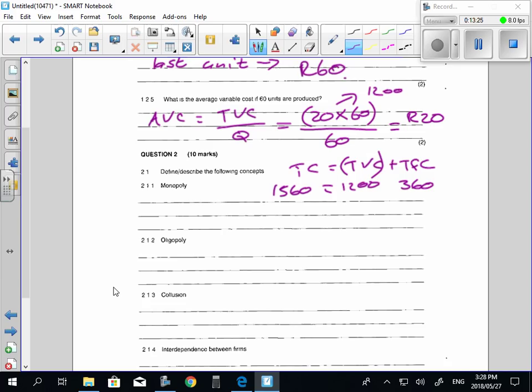Describe the following concepts. A monopoly. All right, so a monopoly is when there is only one firm producing a product that it supplies to the entire economy. Okay? So exclusive supply of a product or service by one firm to the economy.